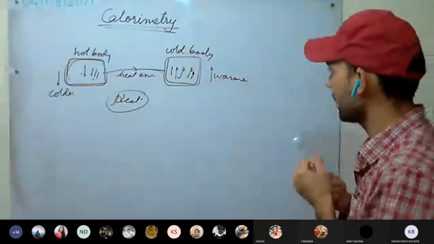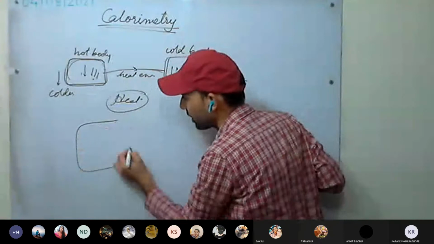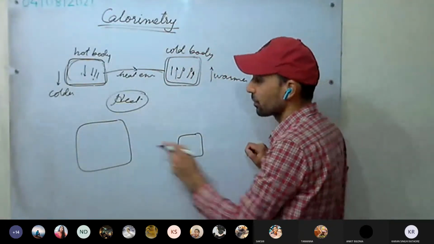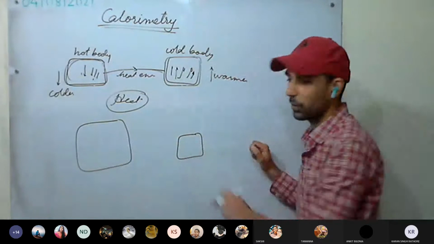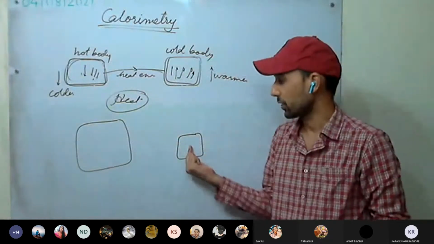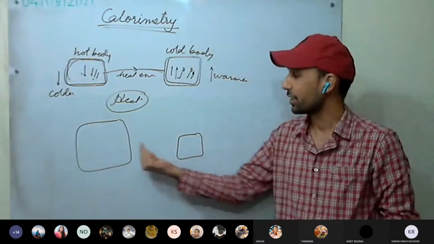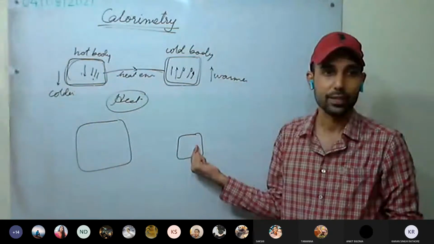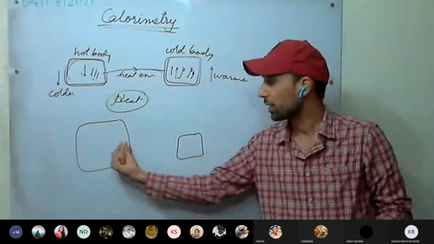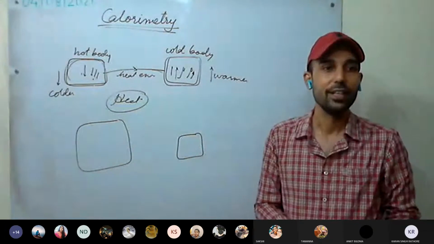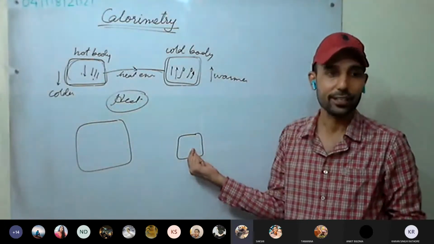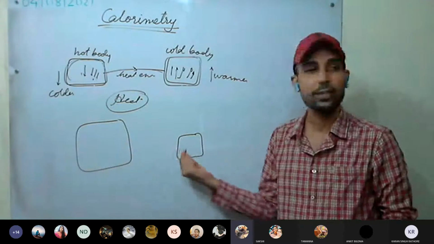For example, I can take the same substance. One is a bigger body, the other is a smaller body. Both are at the same temperature. Does it mean both will have the same amount of energy? It does not mean that. The bigger body will have more heat energy as compared to the smaller body. Is this clear?